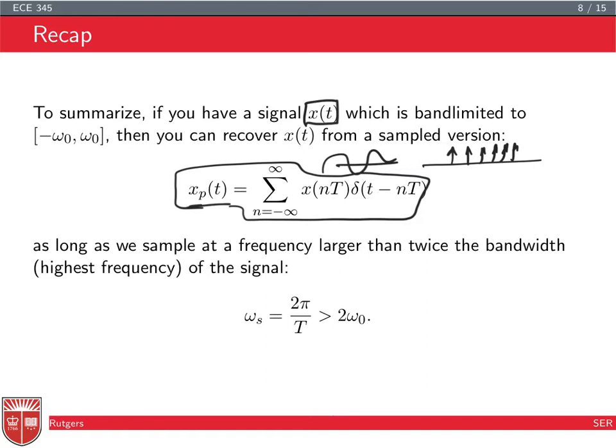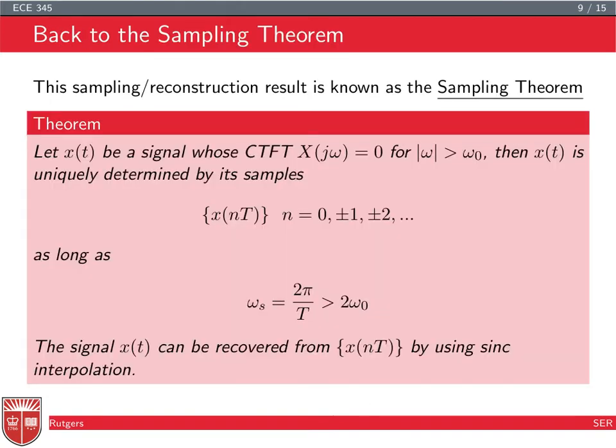The magnitude of each delta is given by the signal, and the sampled signal xp of t, in the frequency domain, is just copies of the spectrum of the original signal. And like I said previously, if omega s, the sampling frequency, is greater than 2 omega 0, omega 0 being the maximum frequency in the signal, then the copies of the original signal will not overlap, and when I add them, they will not distort the original spectrum, and therefore I can recover one copy by just pushing it through a low-pass filter. And this great result is known as the sampling theorem.